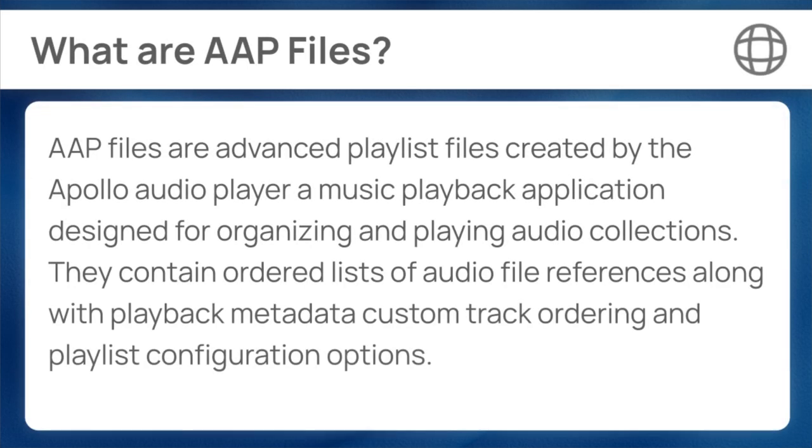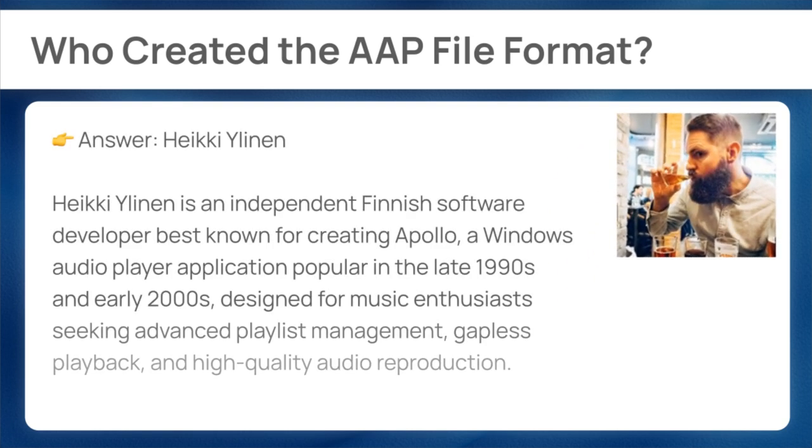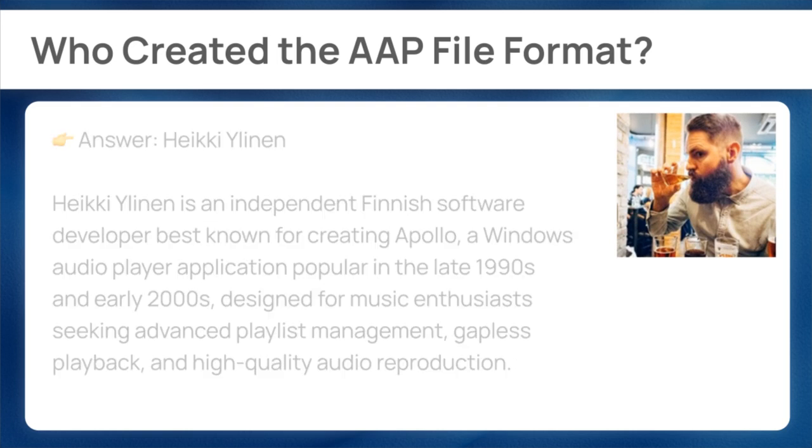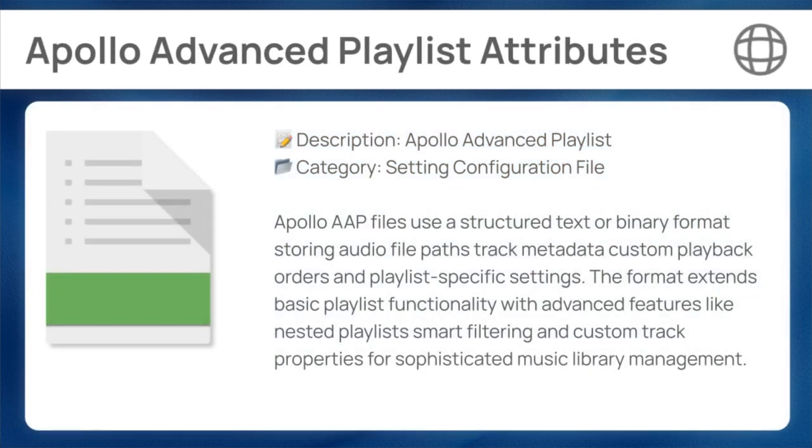AAP files are advanced playlist files created by the Apollo Audio Player, a music playback application designed for organizing and playing audio collections. They contain ordered lists of audio file references along with playback metadata, custom track ordering, and playlist configuration options. Apollo AAP files use a structured text or binary format, storing audio file paths, track metadata, custom playback orders, and playlist-specific settings. The format extends basic playlist functionality with advanced features like nested playlists, smart filtering, and custom track properties for sophisticated music library management.